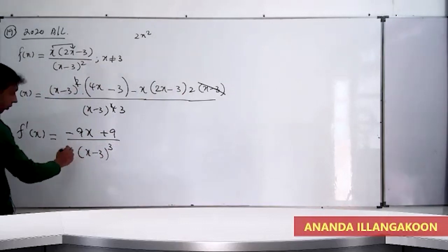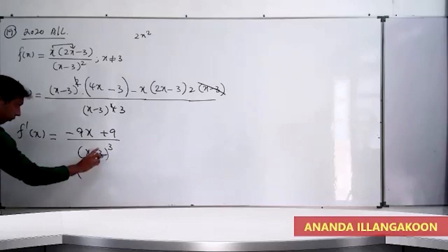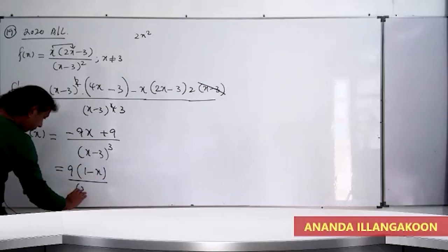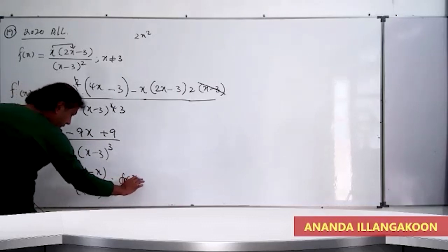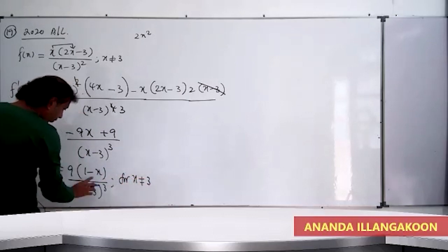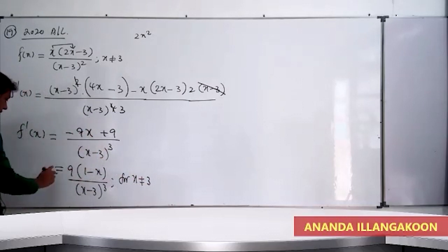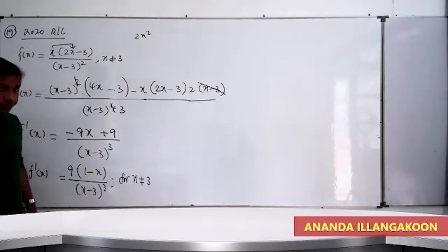Then take this 9 out. Then we get 1 here minus 6x, over (x minus 3) cubed. This is true for x not equal to 3. If x equals 3, 3 minus 3 is 0, 0 to the power 3 is 0. This is infinity. That has no meaning. f dash x.